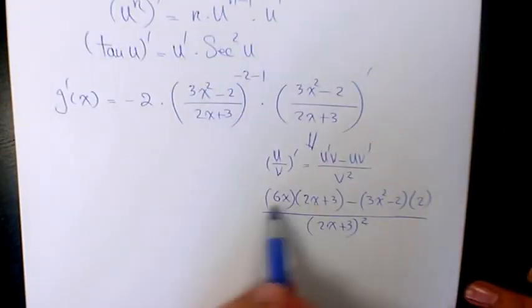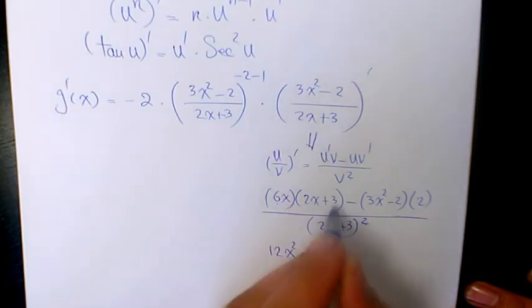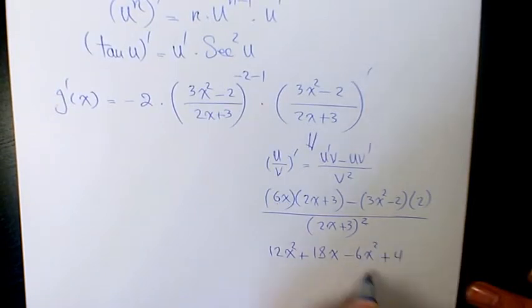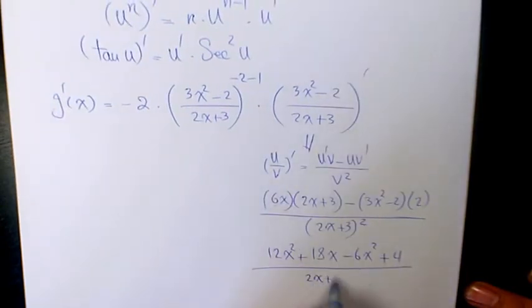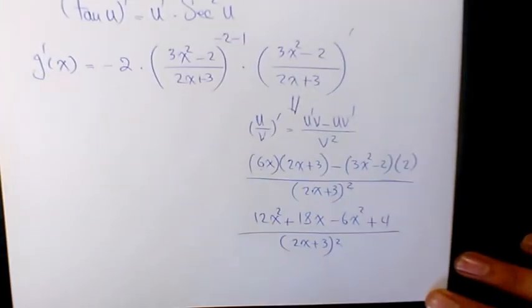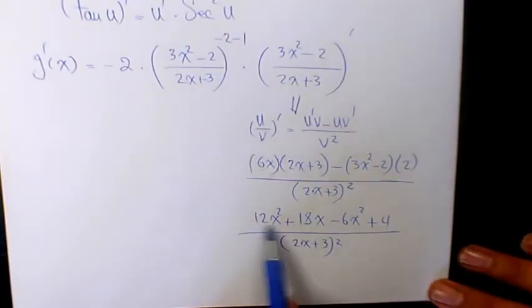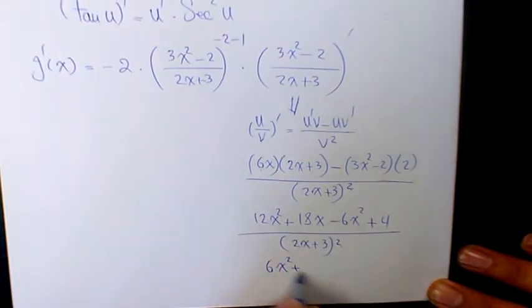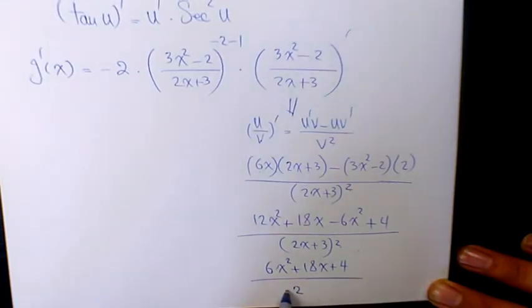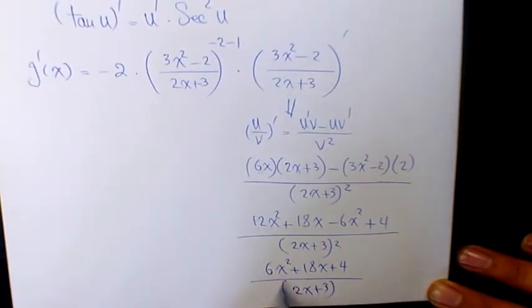So that's going to be 6x times 2x is 12x squared. 6x times 3 is 18x. Negative 6x squared plus 4 over (2x plus 3) to the power of 2. So we have 12x squared minus 6x squared, which is 6x squared, plus 18x plus 4 over (2x plus 3) to the power of 2.